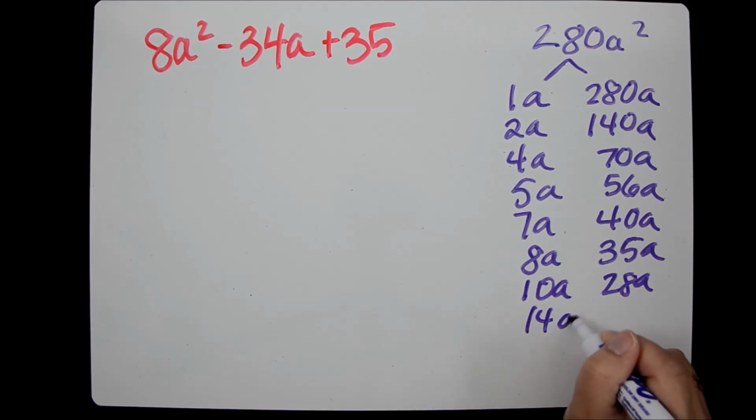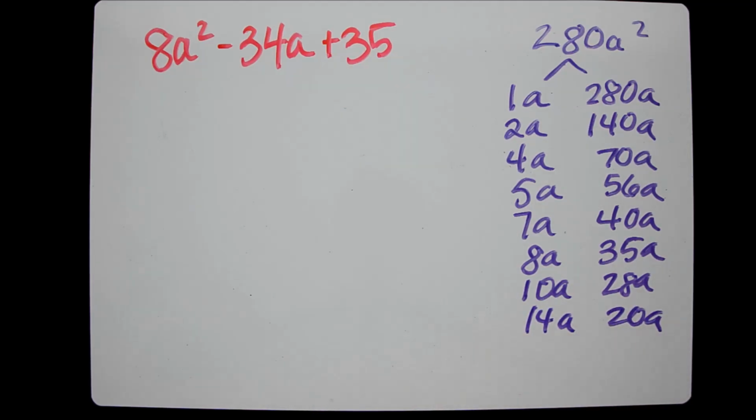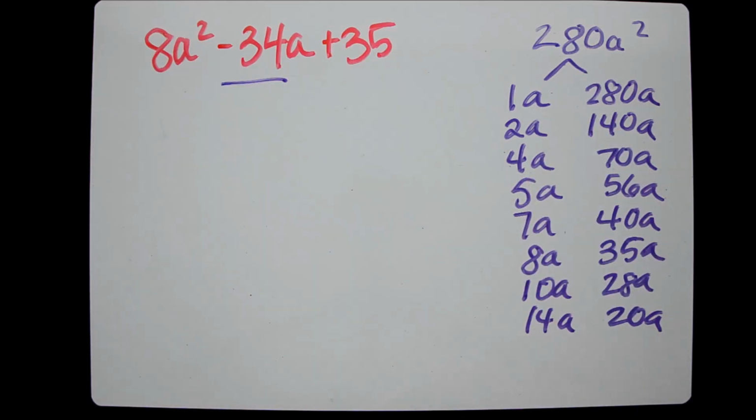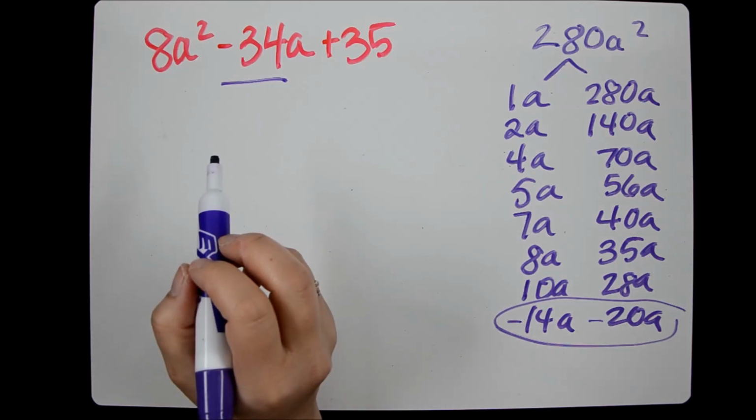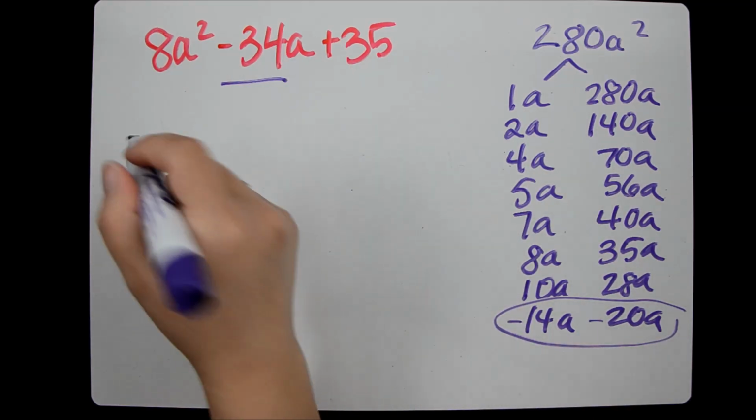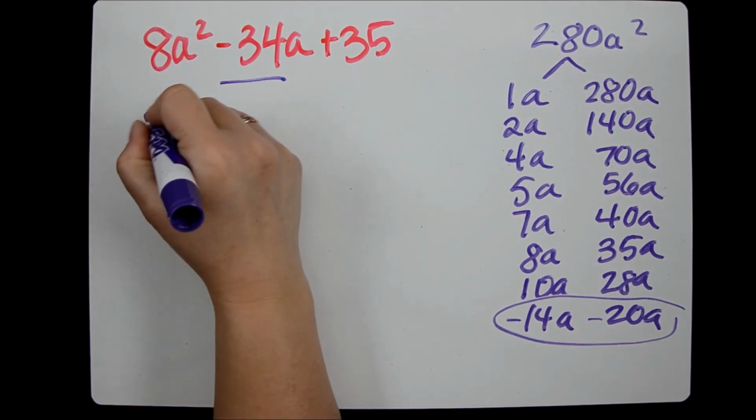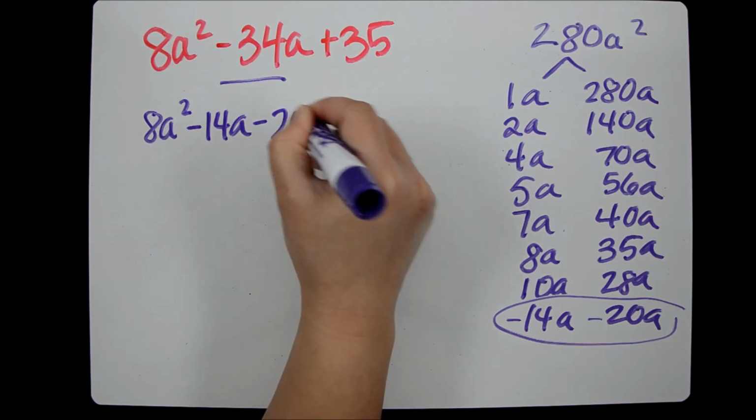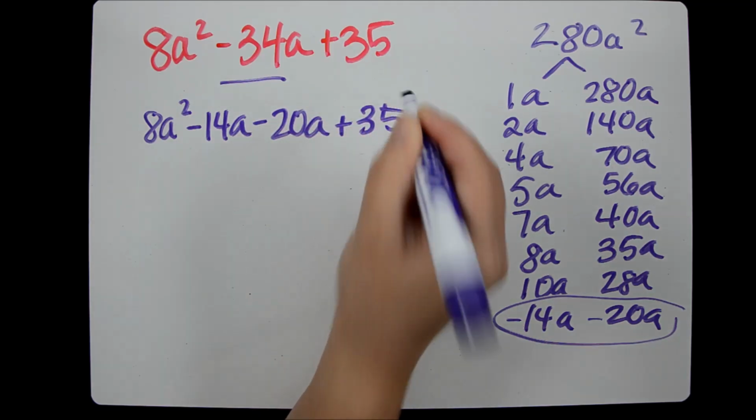So this problem's a little tricky because they have to multiply to give us positive 280, but add to give us negative 34. So we know that our two factors actually have to be negative. That's the only way they'll multiply to give us a positive and add to give us a negative. So we're looking at 14 and 20a, but they both have to be negative in order for it to add up to negative 34. So we have to be really careful about our signs when we're replacing them here. So this is going to be 8a squared minus 14a minus 20a plus 35.